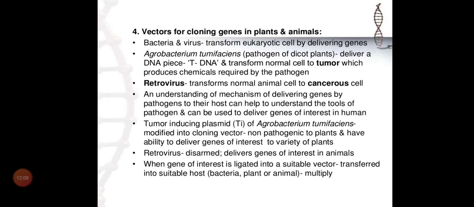So, vectors for cloning genes in plants and animals too. We learned about bacteria and viruses: bacteria, Escherichia coli, and virus, one such example, the bacteriophage lambda virus alone we saw. Apart from that, we can use other vectors for cloning genes in plants and animals too. Come to that, we'll see.